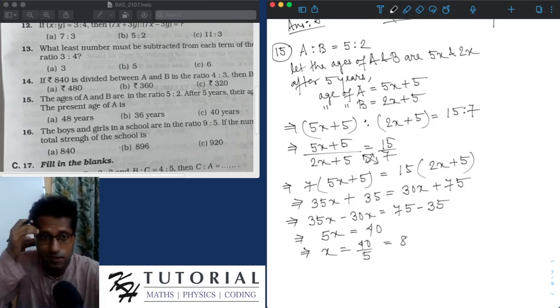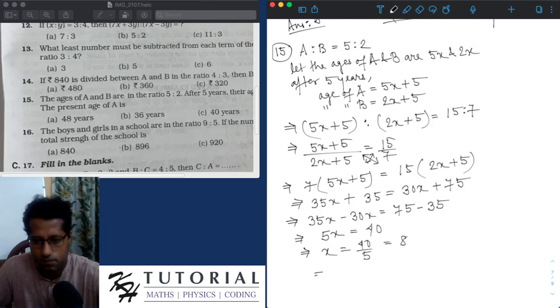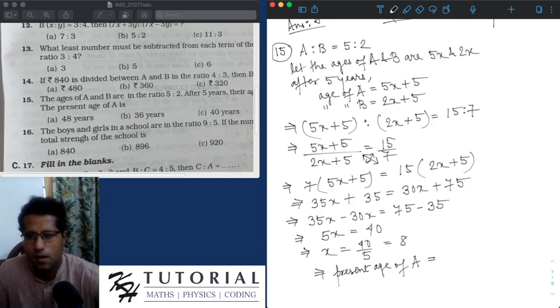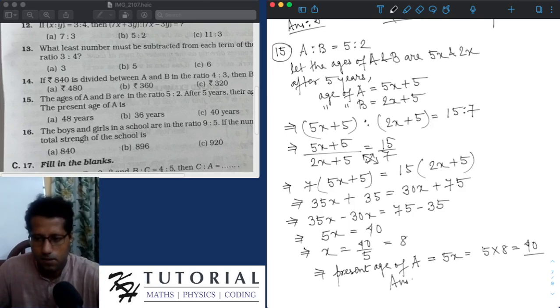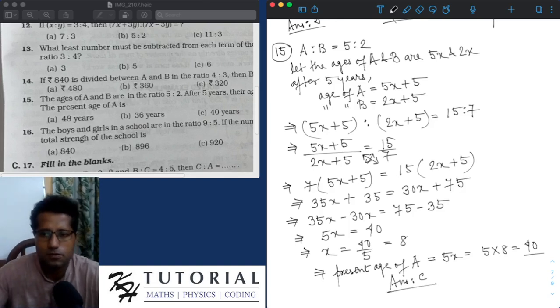It has asked for the present age of A. This implies the present age of A will be 5x, that is 5 into 8 equals 40. So the correct choice is C.